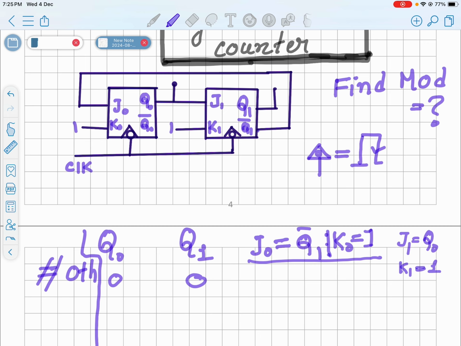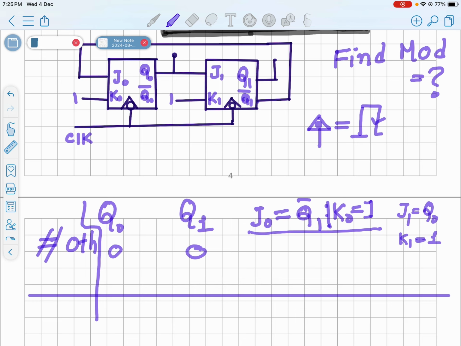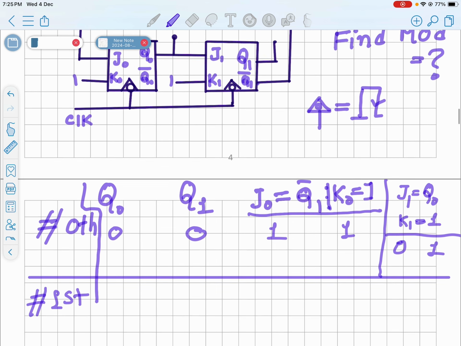Now we have given the initial condition. So J0 will be what? J0 will be Q1 bar, that means 1, and K0 will be always 1. This is for the first flip-flop. And J1 is Q0. Q0 means here 0, and Q1 is 1. So let us see what will happen after giving the first clock pulse.